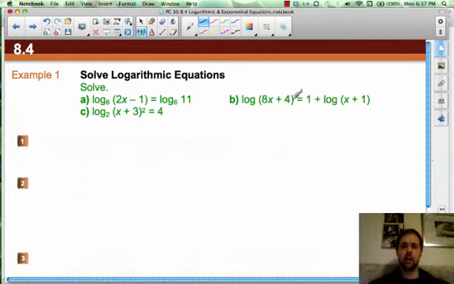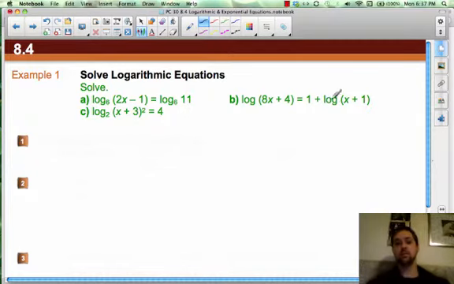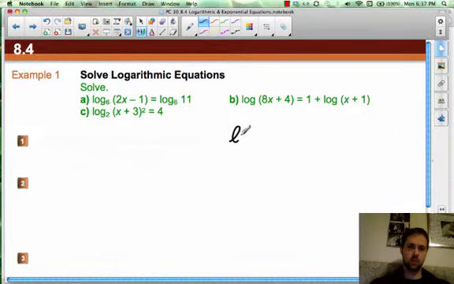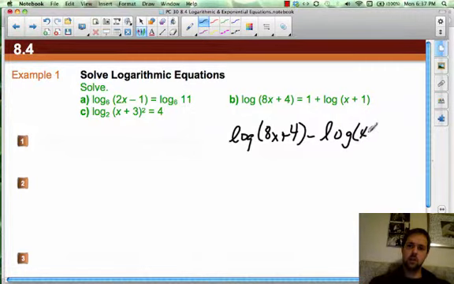Log of 8x plus 4 equals 1 plus the log of x plus 1. Now, what do we do with this one? Well, I'm going to subtract this log over because these two things have the exact same base. So I'm going to go log of 8x plus 4. So get everything that has a log in it to one side of the equation and see what happens. Okay, so I've moved that over.